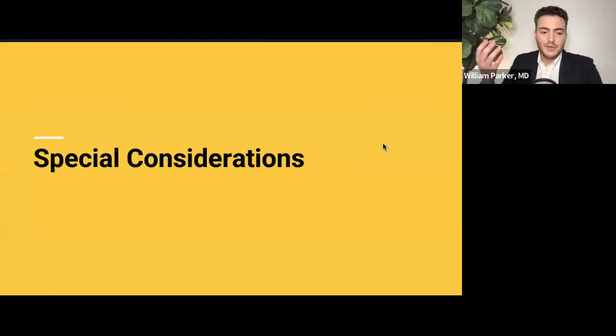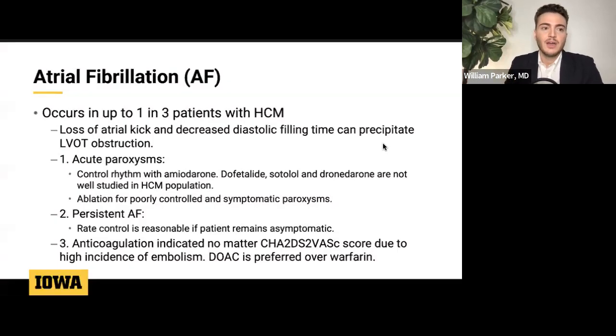So that was a lot of the bread and butter of hypertrophic cardiomyopathy. But I want to talk about special considerations, special cases now. The first is atrial fibrillation, which occurs in about a third of patients with hypertrophic cardiomyopathy, very prevalent. As you can imagine, in patients with dilated atria and myocardial scarring, of course, it's common.